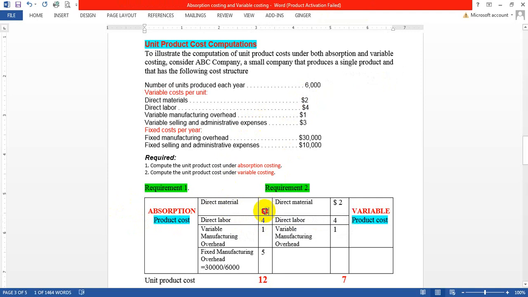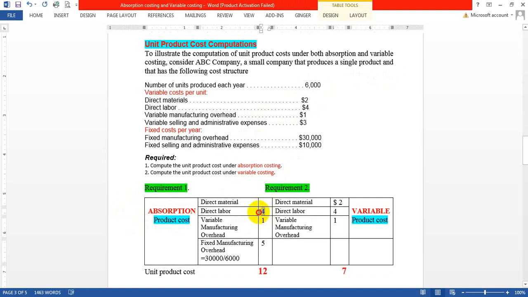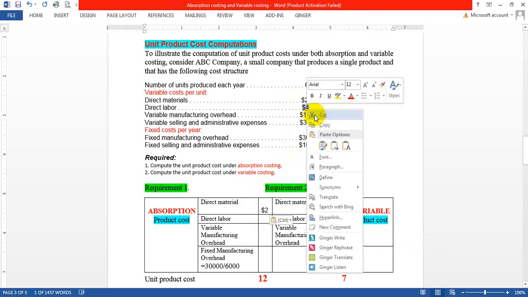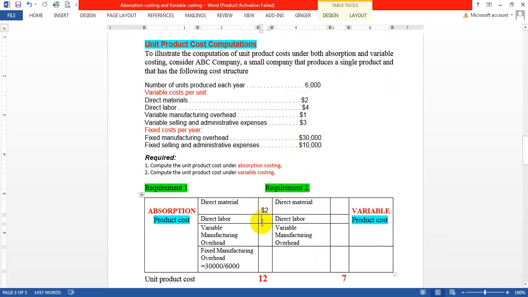Is it clear? Okay, absorption costing. The direct material cost we have taken, that is $2. I am removing the values from here so you can easily judge where I got them from. The direct material is mentioned here, $2. I take it from here and paste it. What about direct labor? That is $4, and I again take it from here and paste it in that column. Variable manufacturing overhead, yes, we will take it, that is $1. That makes 2, 4, 1. What about fixed manufacturing overhead?